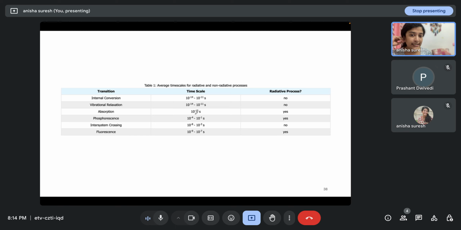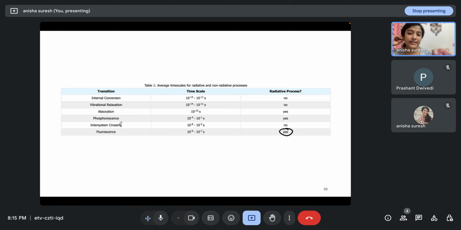Absorption is taking place at a rate of 10 power minus 15 seconds, and it is a radiative process. Vibrational relaxation is taking place at a range of 10 power minus 14 to 10 power minus 11 seconds, same as with the internal conversion, which is also taking place at a rate of 10 power minus 4 to 10 power minus 11 seconds. And fluorescence is taking place at a rate of 10 power minus 9 to 10 power minus 7 seconds. This is also a radiative process. These two, internal conversion and vibrational relaxation, are non-radiative processes.